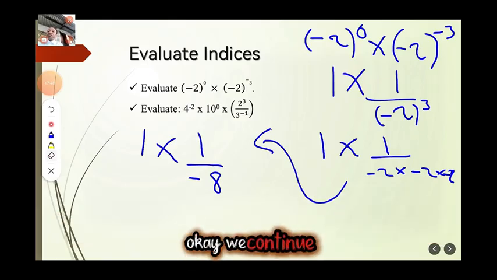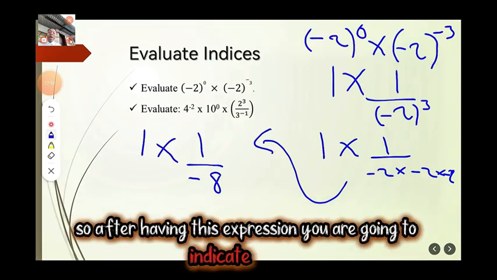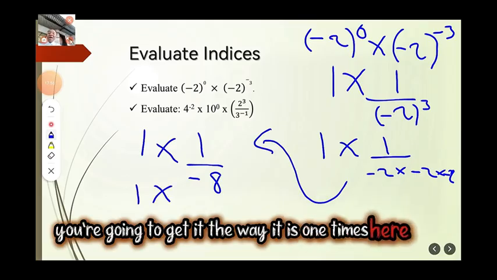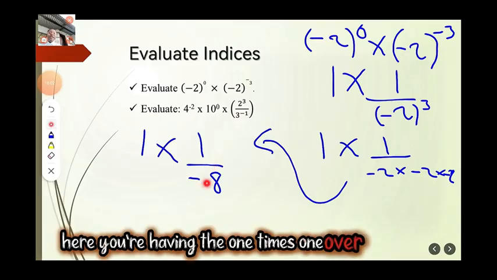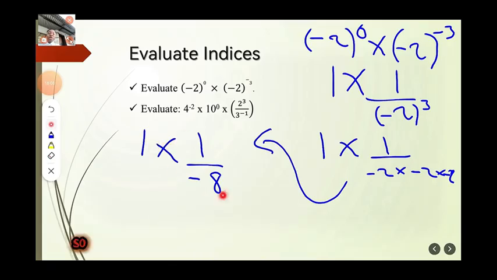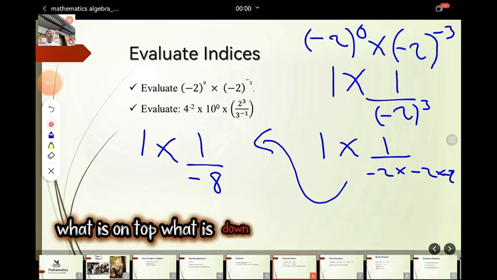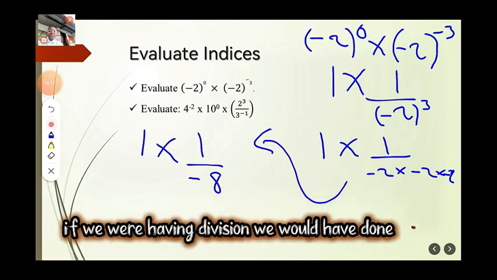Okay, we continue. So after having this expression, you are going to indicate the 1, you are going to get it the way it is, 1 times. Here you are having 1 times 1 over negative 8. But since you want to work out, this is not a division. So meaning we're not supposed to bring what is down on top and what is on top down. These are the common mistakes we make. If we were having division, we would have done that.